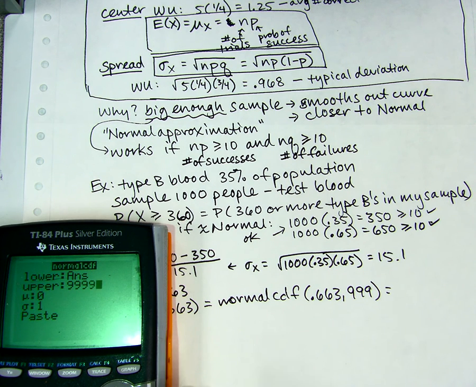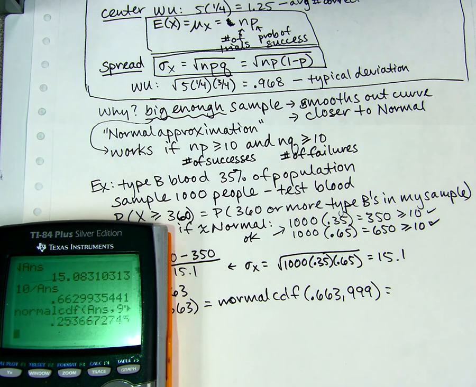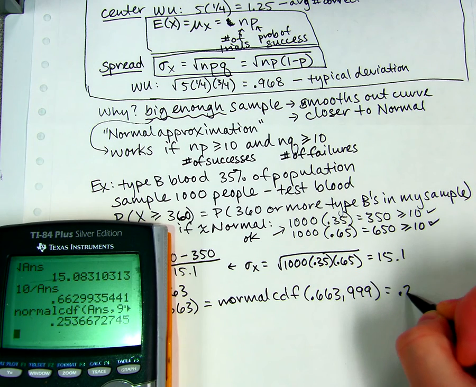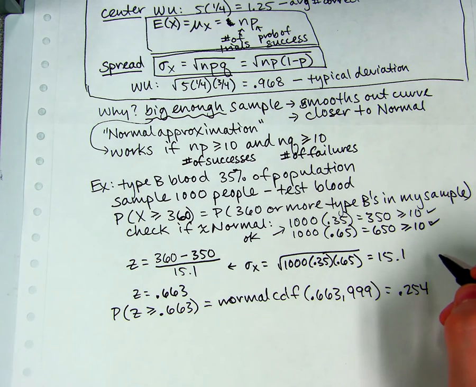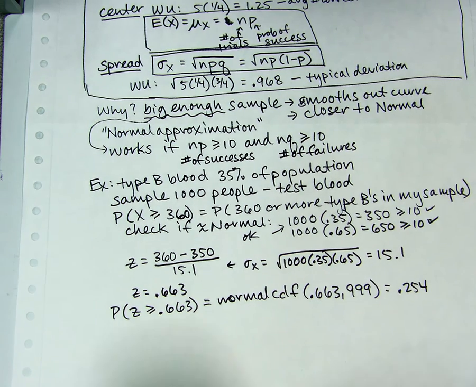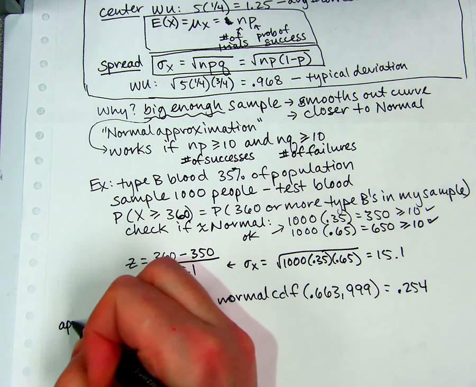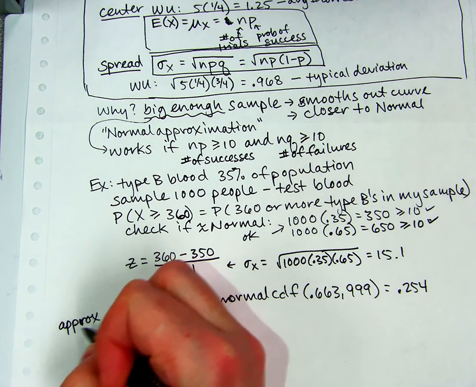999, and paste, and I got 0.254 is the probability of getting 360 people out of 1,000 or more with type B. This is the approximate answer. It's not perfect, but it's going to be close.